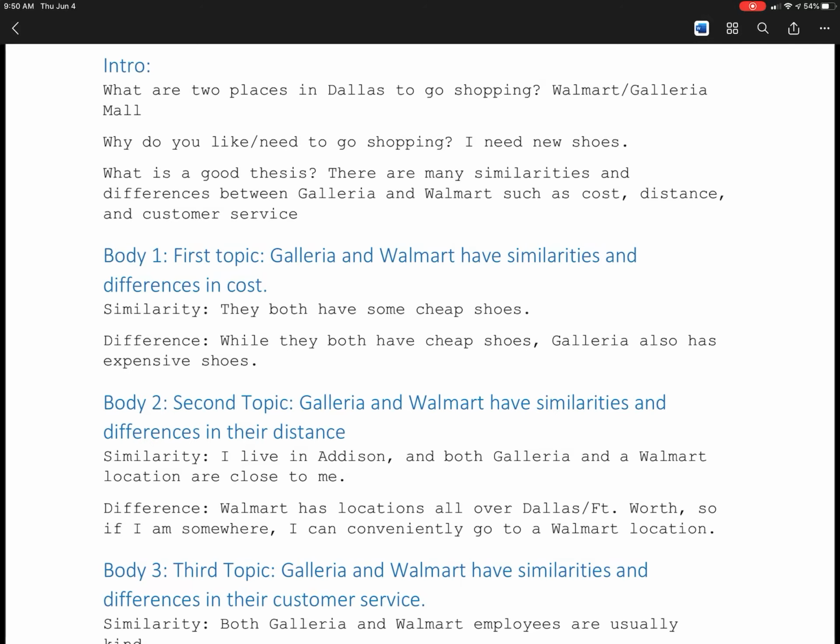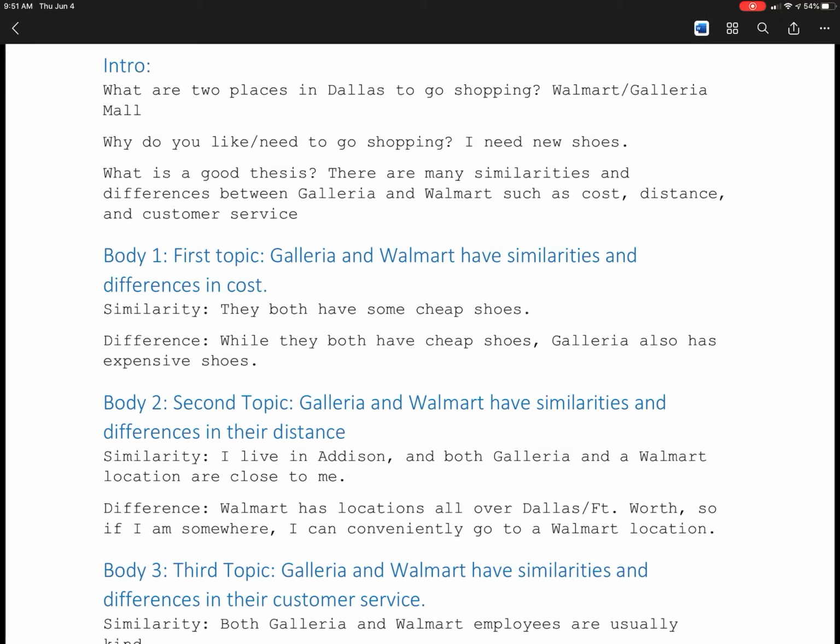The beginning of each body paragraph, we should have a topic sentence that just mentions the topic. So here we say, Galleria and Walmart have similarities and differences in cost. My first body paragraph, we will only mention cost. I need to have at least 5 sentences. 1 sentence will be the topic sentence, 1 will be my similarity, another one will be my difference, and then after that you can do another similarity or another difference. That's your choice.